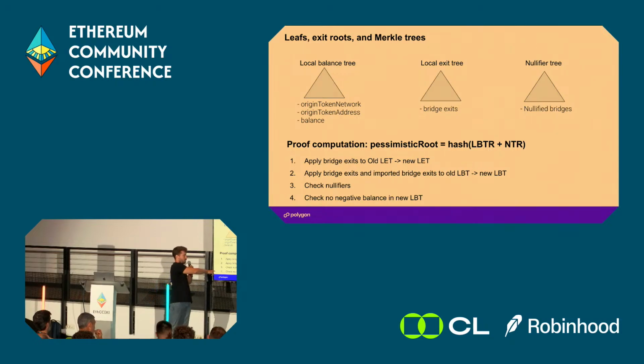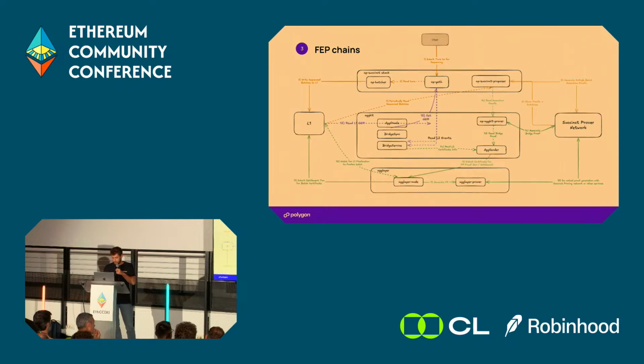After that, you check the nullifier. You check that all these bridges that you've been adding have not been added before. And finally, you check that there is no negative balance in the local balance tree, because that would mean that a chain is spending more balance than it has received. So when you are computing the proof in the circuit, these are the hard constraints that you need to have to generate a correct pessimistic proof, that after that will be verified on chain.